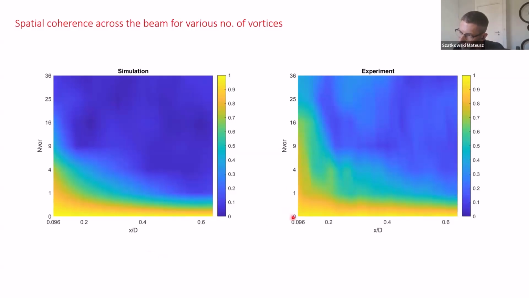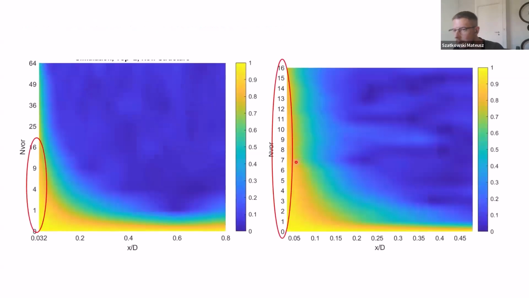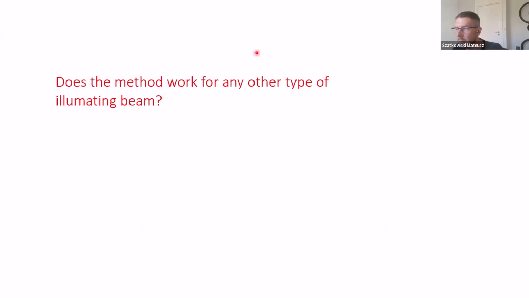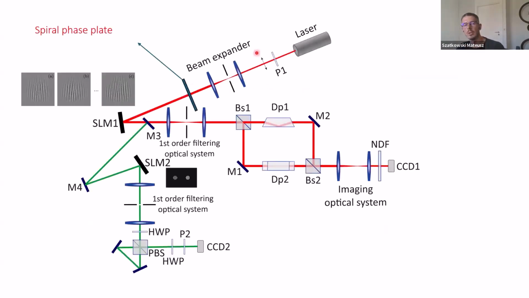Obviously, there's a lot more going on here, so we can look into a single number of vortices. So going from 0, which is fully coherent, nothing is displayed on the spatial light modulator, and going to 16, you can see that there's a nice tendency here. But the question is, does this method work for any type of illuminating beam? And to check that, we introduced a vortex with this phase plate here, just before the SLM1, the SLM where we display our holograms to change the coherence.